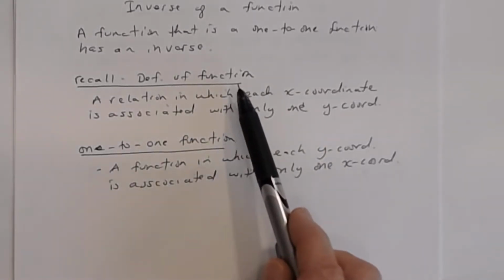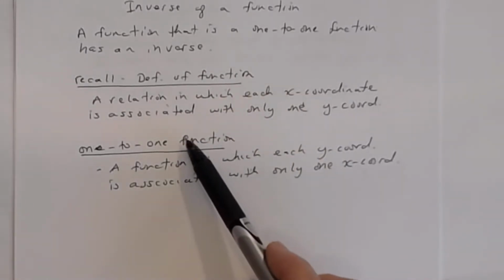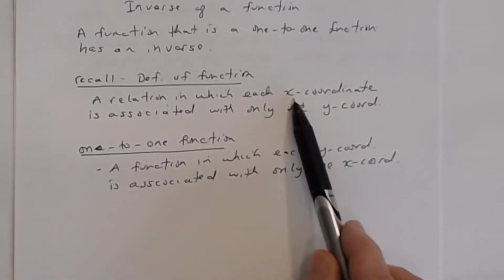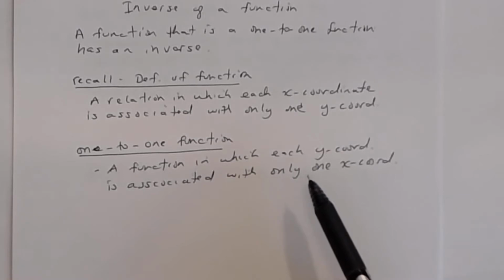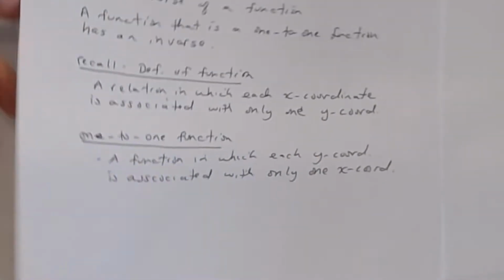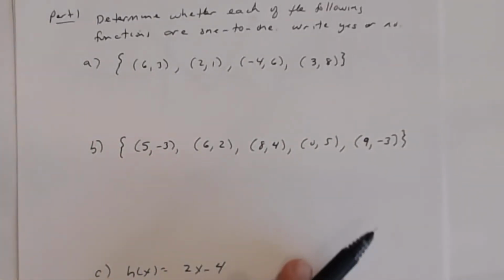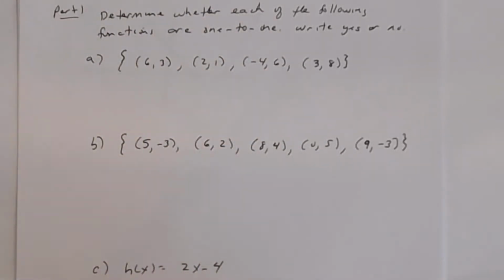Remember, a function: for each x coordinate, there's only one y coordinate. A one-to-one function is the other way. So you're going backwards, if you want to think about it that way. For each y coordinate, there's only one x coordinate. All right, so let's go ahead and look at the first one and see how that applies. This says determine whether each of the following functions are one-to-one, and you want to write yes or no.